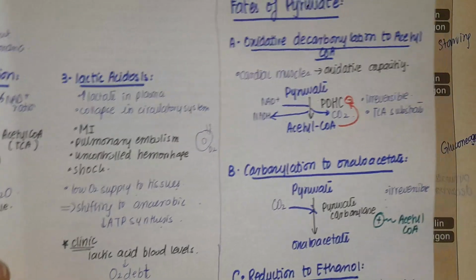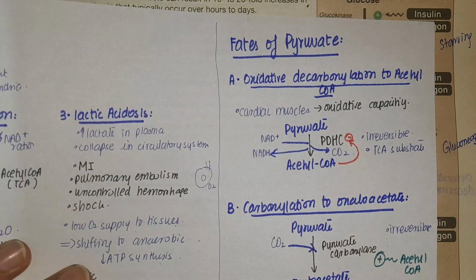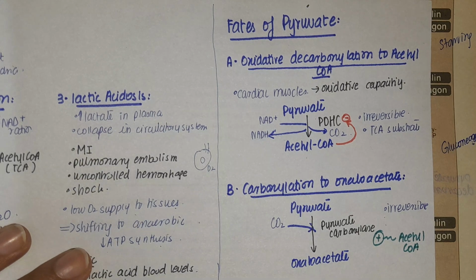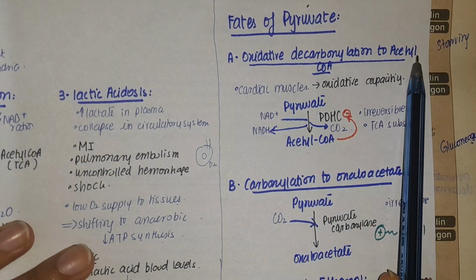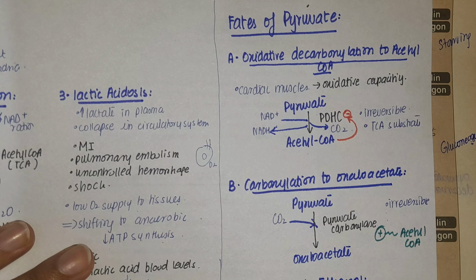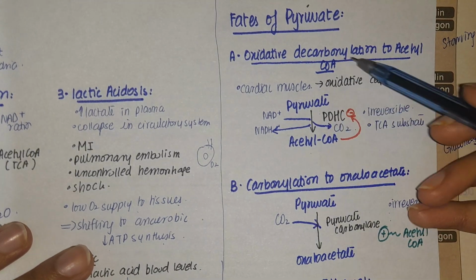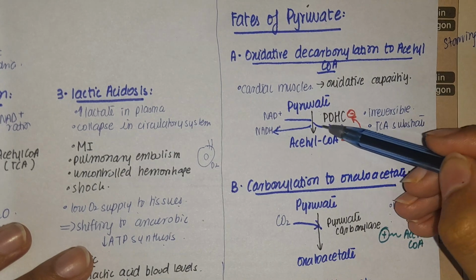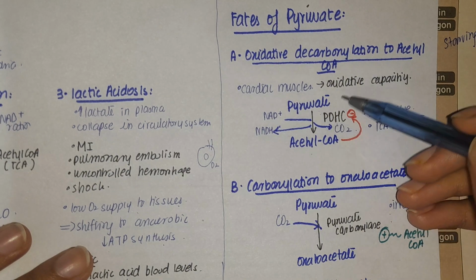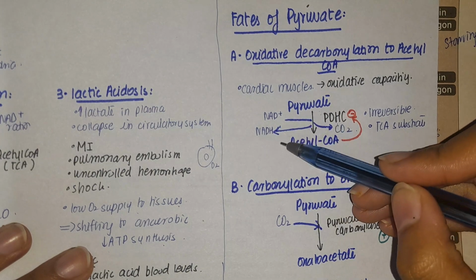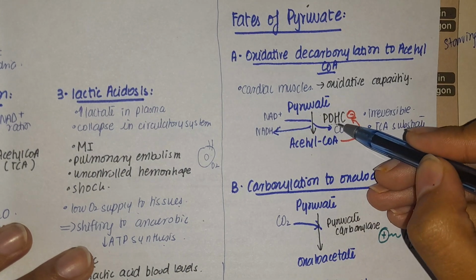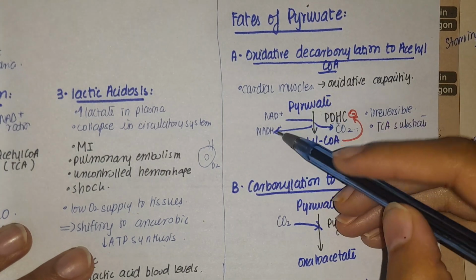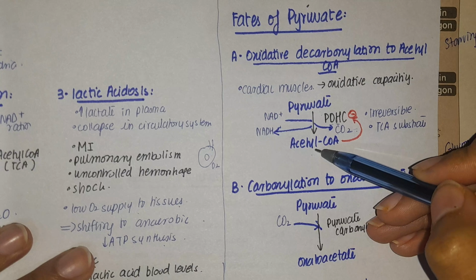Now we will talk about the fates of pyruvate. Until now we were discussing that pyruvate gets converted into lactate, but apart from this it also has other fates. It can get converted into acetyl coenzyme A by the pyruvate dehydrogenase complex, which is very important because it will remove carbon dioxide and also remove hydrogen. So it's a dehydrogenase plus a decarboxylase type of reaction. You remove carbon dioxide, you remove hydrogen, the hydrogen is taken up by NAD to form NADH, and hence you get your acetyl coenzyme A.